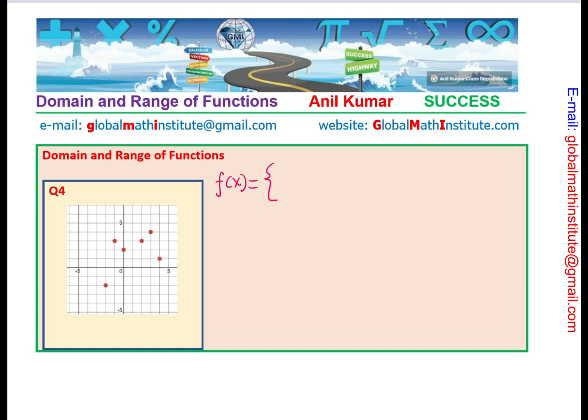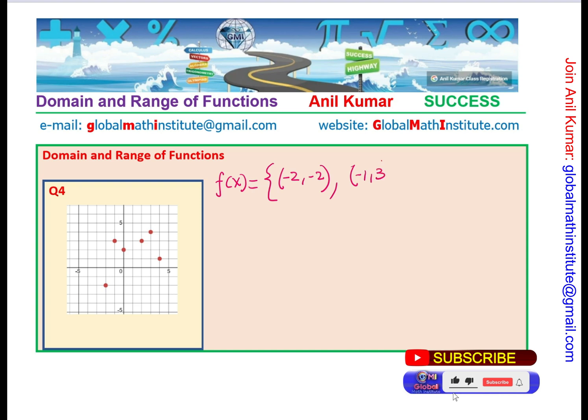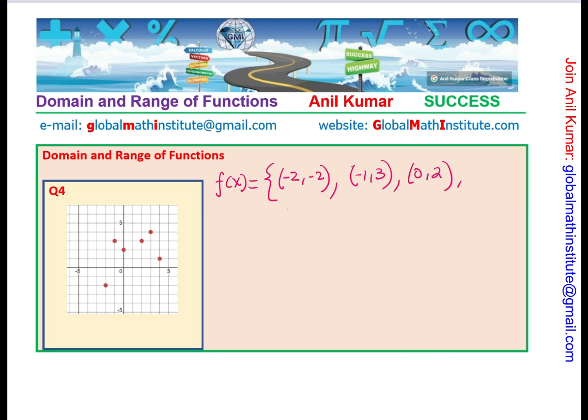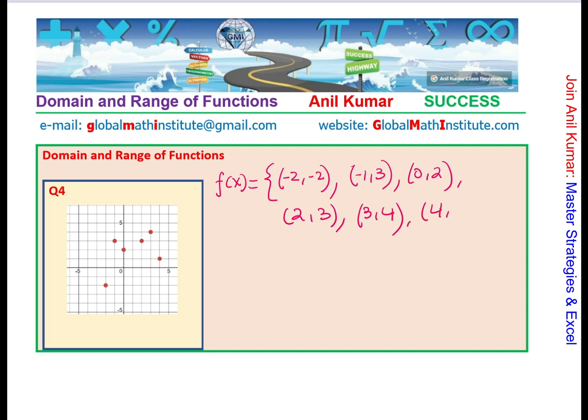So let's start reading the function. The leftmost point is at minus 2, right? So we'll write minus 2, minus 2. Then minus 1, 3. So carefully read these points: 0, 2. And then we have 2, 3, right? Let me write here 2, 3. And then we have 3, 4. And then we have 4, 1. So that becomes the function for us.